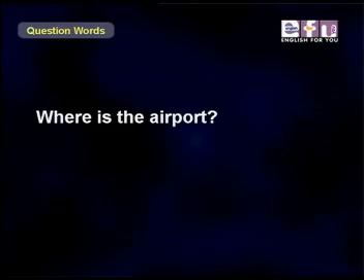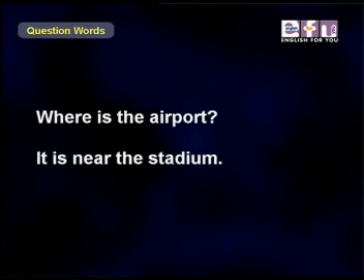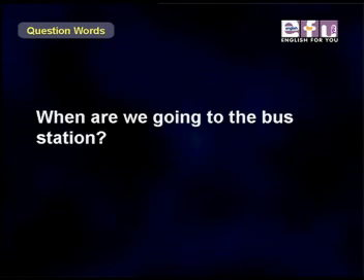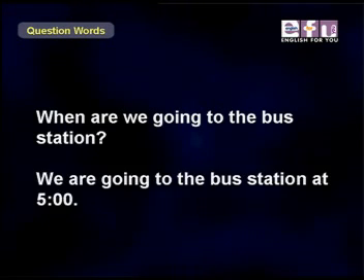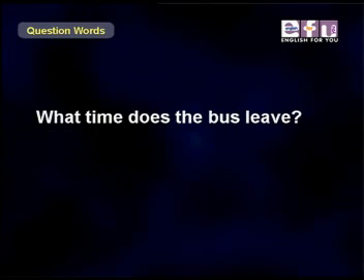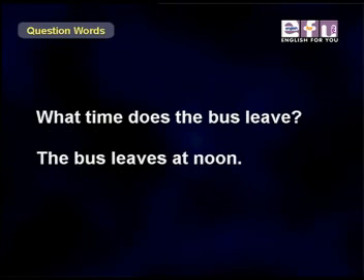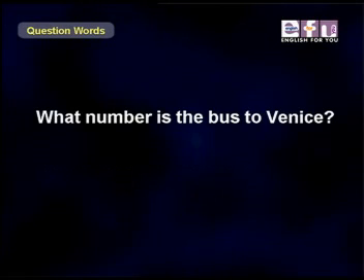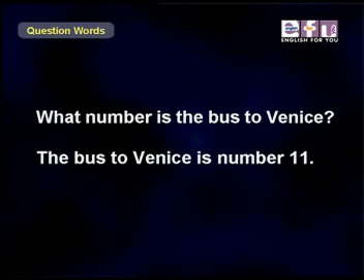Where is the airport? It is near the stadium. Next example. When are we going to the bus station? We are going to the bus station at 5 o'clock. Next. What time does the bus leave? The bus leaves at noon. Next example. What number is the bus to Venice? The bus to Venice is number 11.